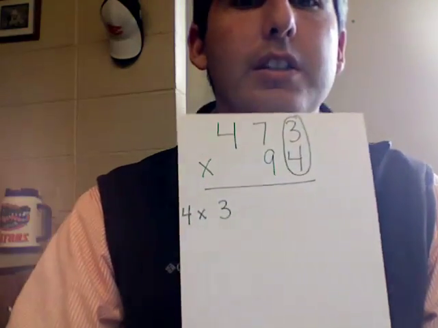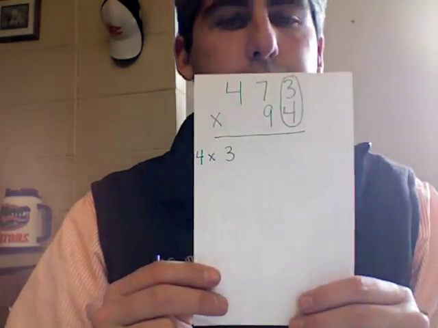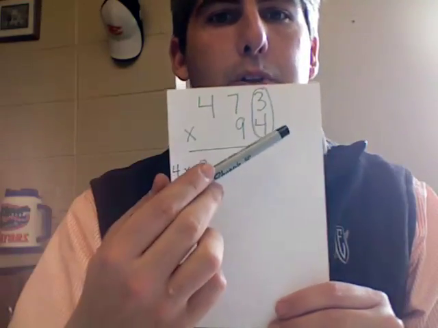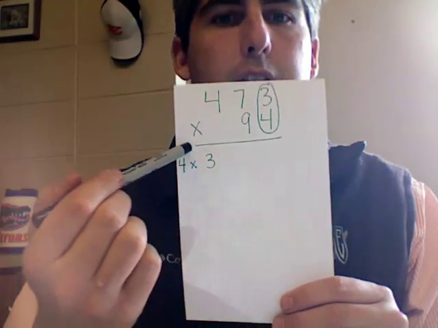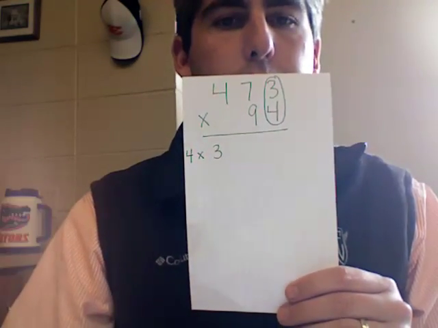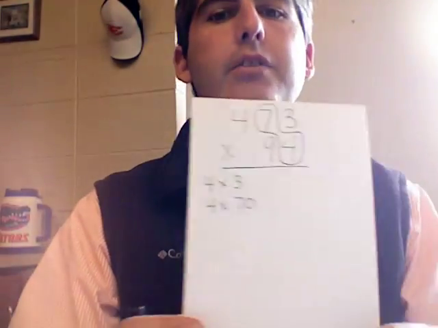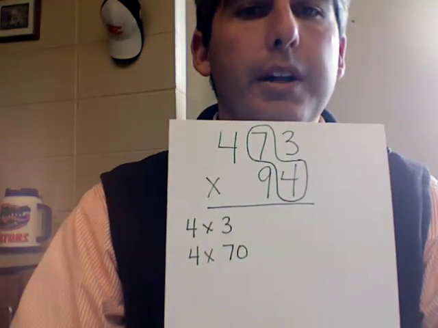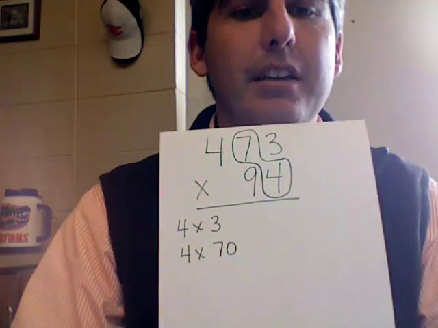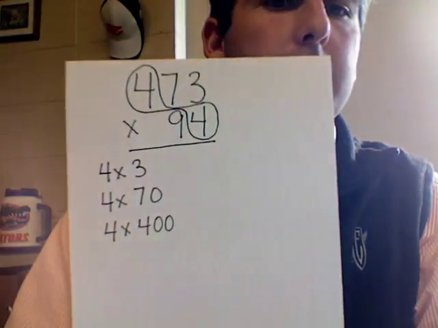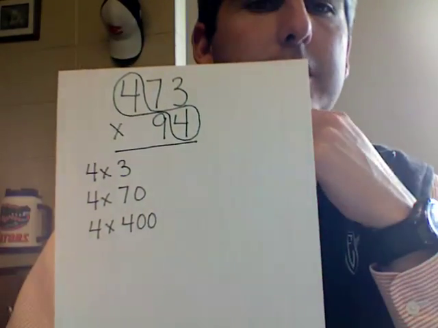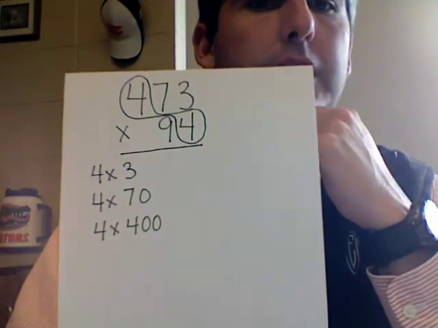So the first step is to take 473 and think about multiplying 4 ones times 3 ones. Right here, I wrote it right there, 4 times 3. Then you take the 4 ones times the 7 tens, which is 70. So we have 4 times 3, then 4 times 70. Then you have the ones place times the hundreds place, which is 4 times 400.